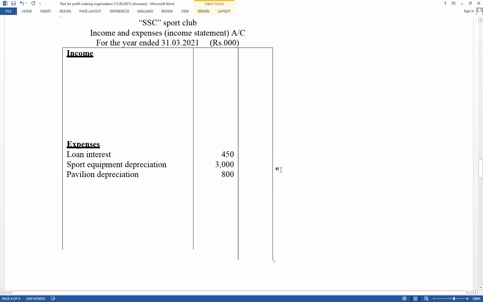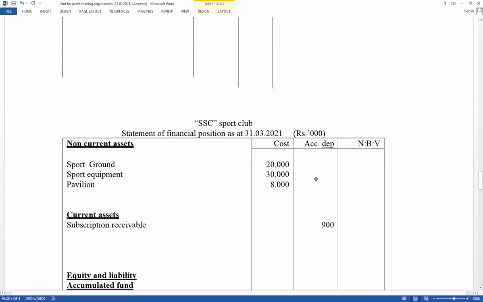As well as it should be recorded in financial position also, as accumulated depreciation closing balance. Sport ground is a non-depreciable asset. But think about sport equipment. Accumulated depreciation opening balance equals 12,000 plus annual depreciation 3,000. Closing balance equals 15,000. And pavilion accumulated depreciation opening balance 3,000, annual depreciation 800. Therefore, closing balance 3,800.